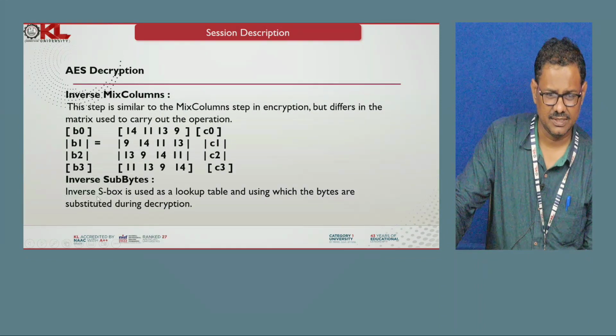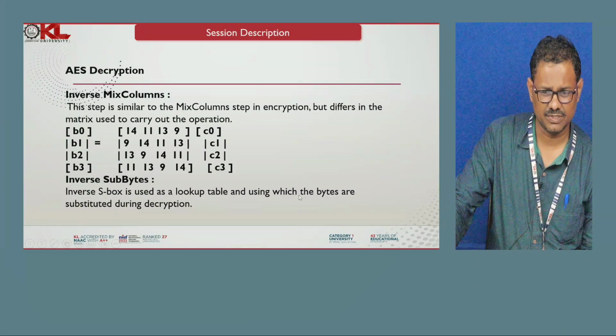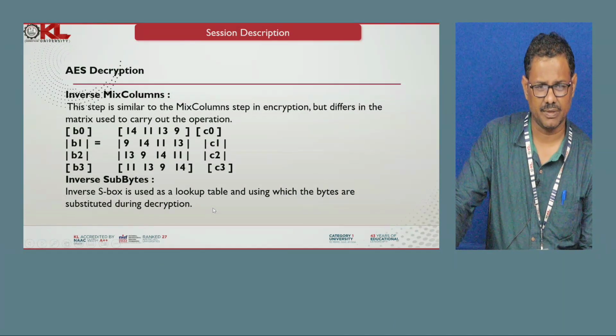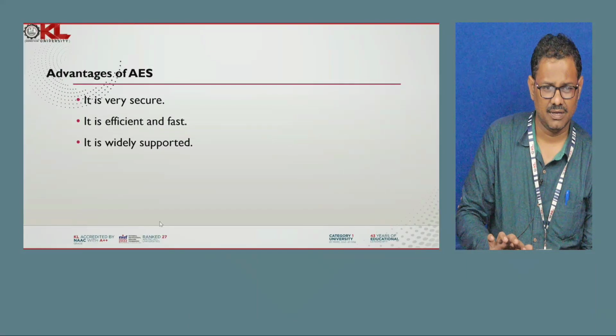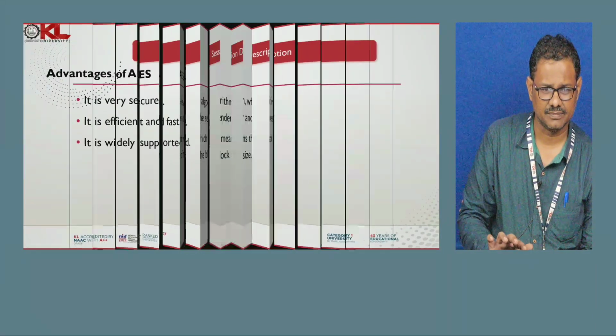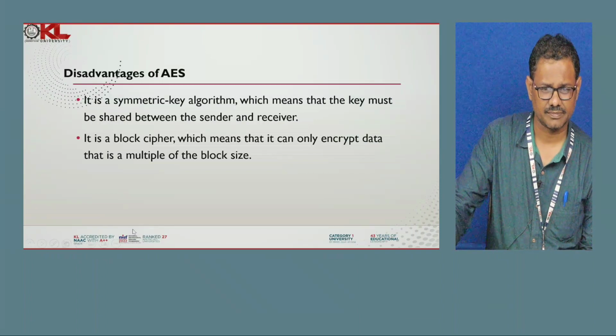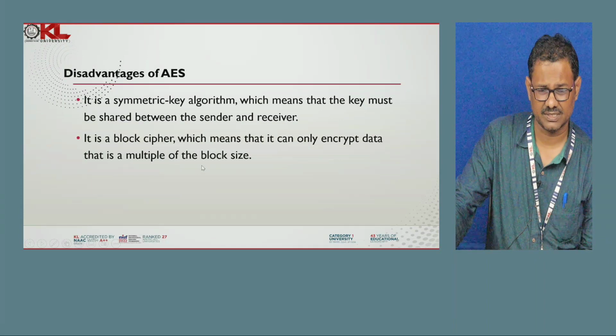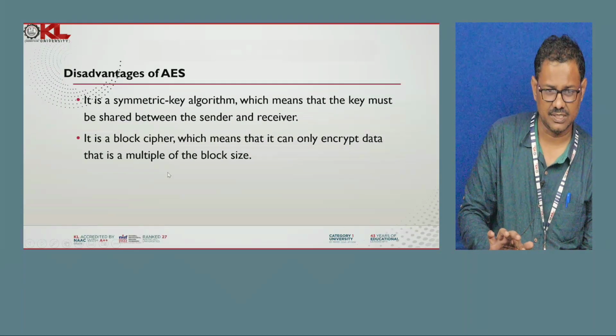Inverse sub bytes. The inverse S-box is used as a lookup table, using which the bytes are substituted during decryption. The advantages of AES: it is very secure, it is efficient and fast, and it is widely supported. Disadvantage: it is a symmetric algorithm, which means that the key must be shared between sender and receiver. It is a block cipher, which means that it can only encrypt data that is a multiple of the block size. There is also one more disadvantage.